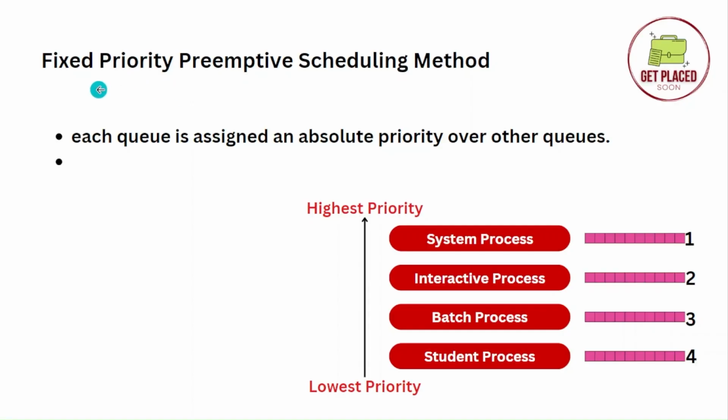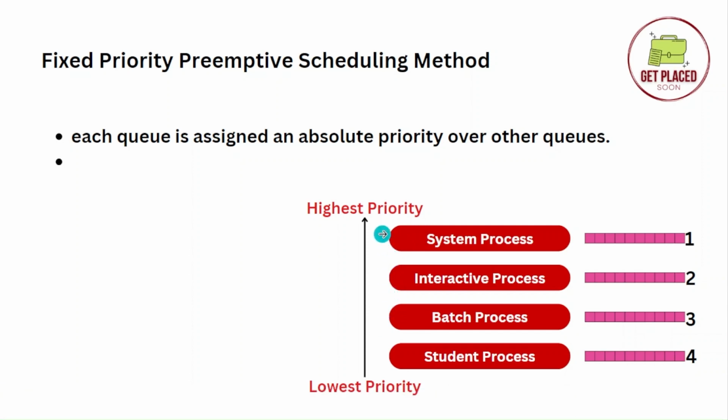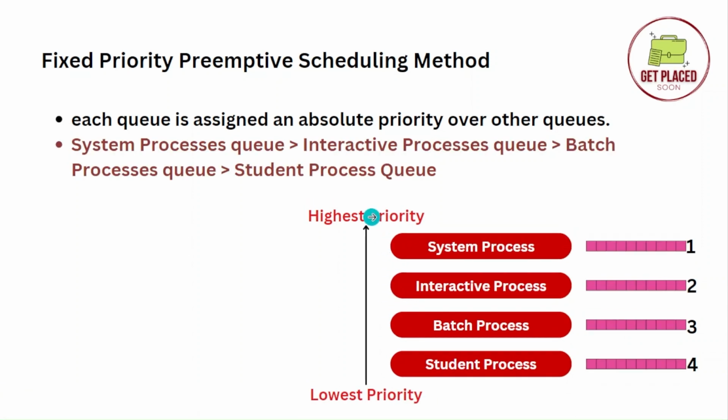So in the fixed priority preemptive scheduling method, each queue is assigned an absolute priority over the other queues. So you can see there are 4 categories as we discussed earlier. Now the categories are in the form of a line. It is in the form of a range. So from student process to system process, it is in the range of lowest priority to highest priority. Therefore, the order in which the processes run is: system process queue is greater than interactive process queue, greater than batch process queue, greater than student process queue.